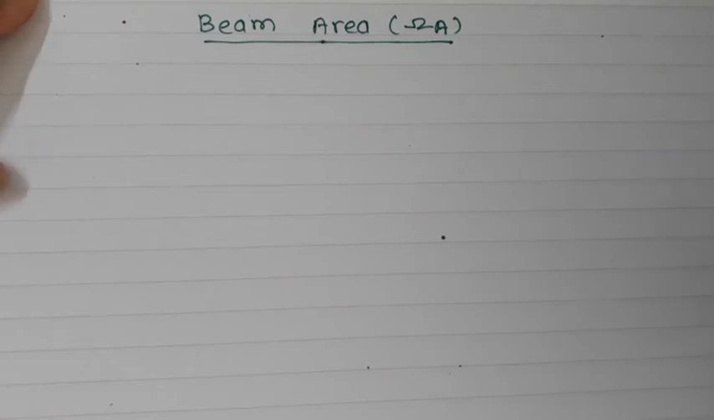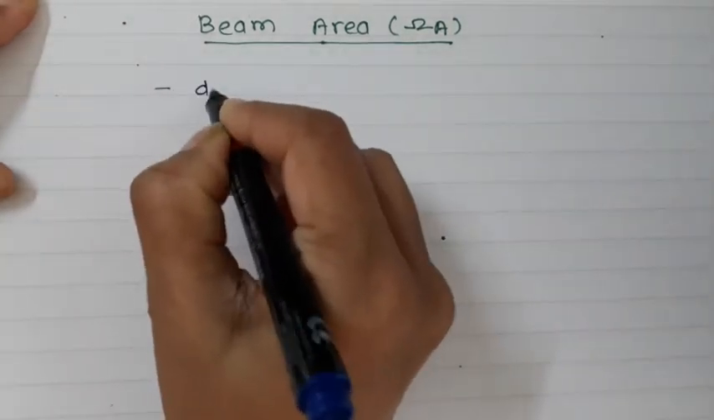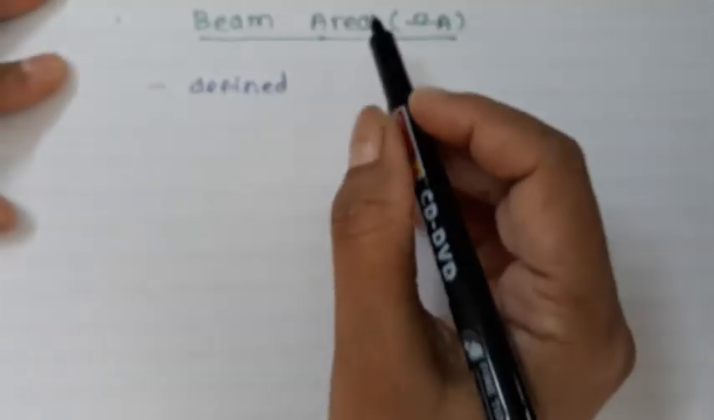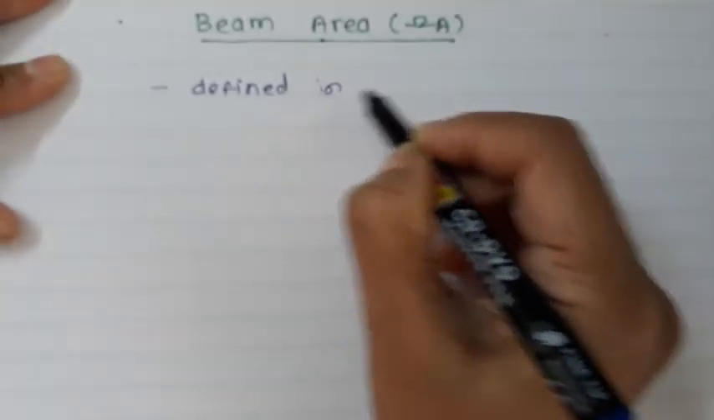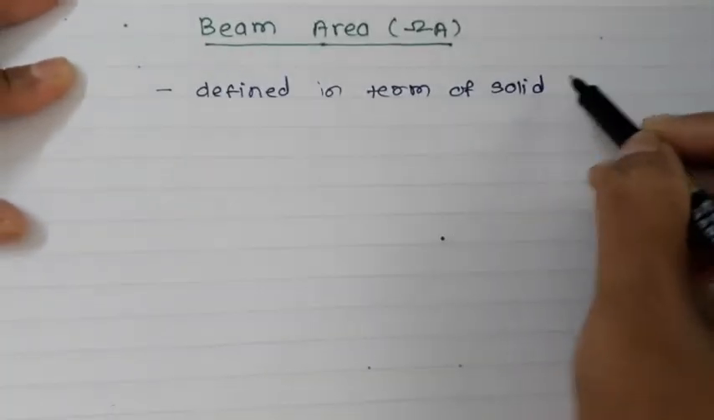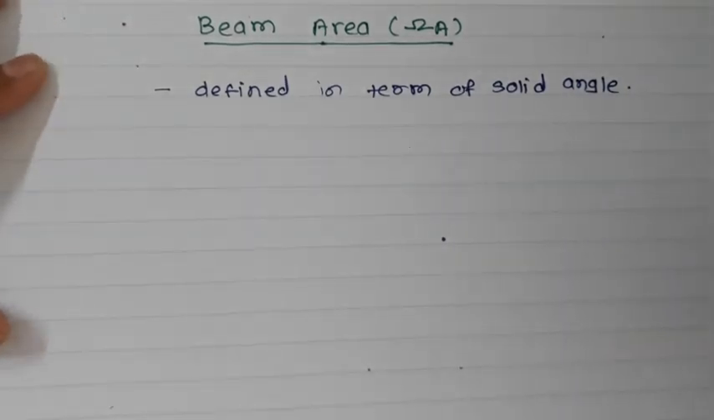Hello all. In today's session we are going to talk about a very important antenna parameter, that is nothing but the beam area. Now let us understand what the beam area is. This beam area is defined in terms of the solid angle. So to understand the solid angle, we must first understand what we mean by the plane angle and what we mean by the solid angle.